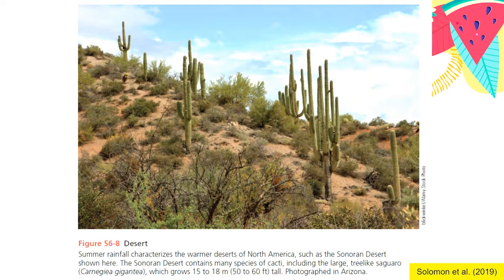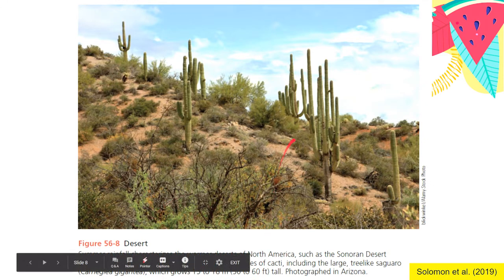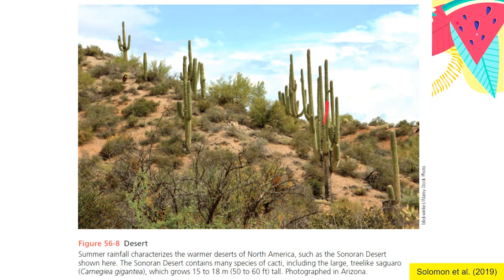So again, this is another image of a desert. This one is the Sonoran Desert. Okay, so the Sonoran Desert is described as having many species of cacti, including large tree-like saguaro cacti or Carnegiea gigantea. And summer rainfall characterizes the warmer deserts of North America, as shown here.